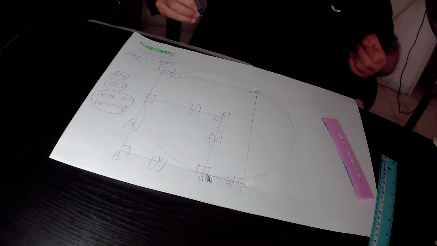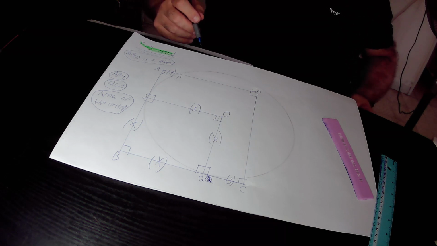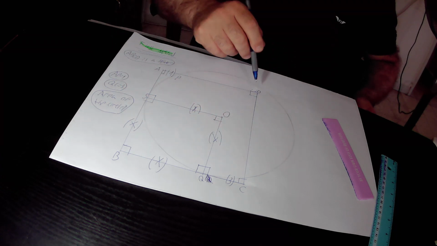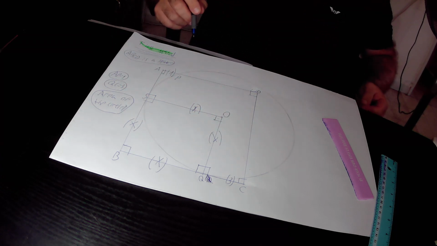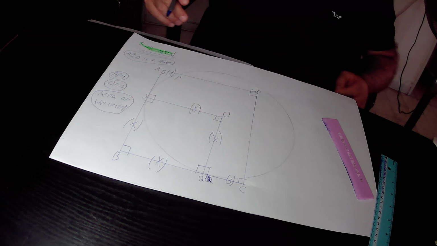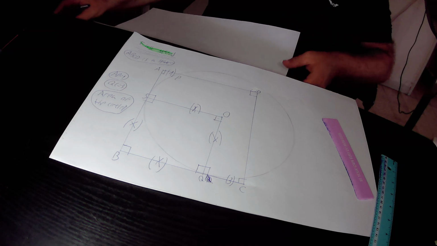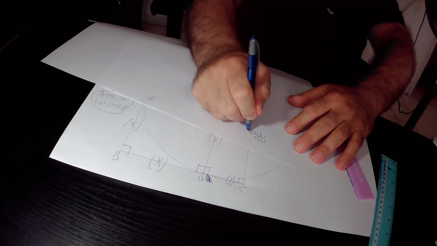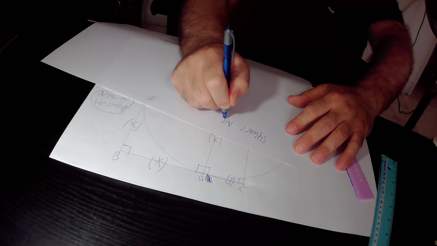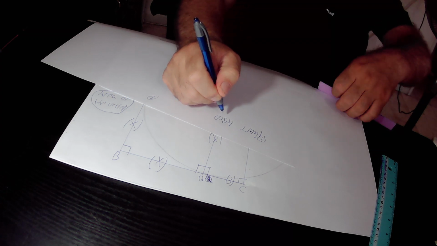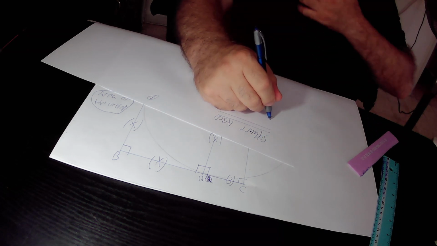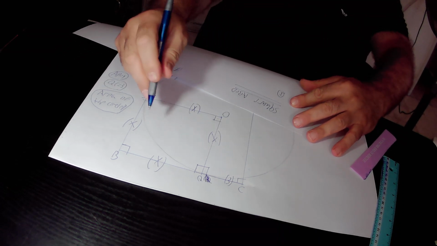We know that all the sides of square ABCD, all the sides of any square, are equal to each other. So in square ABCD, side AB equals side BC equals side CD equals side DA. And especially side AB equals side BC. So keep going. So in square ABCD, side AB equals side BC.